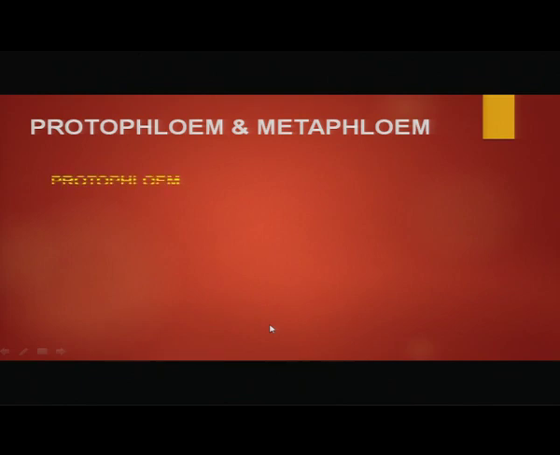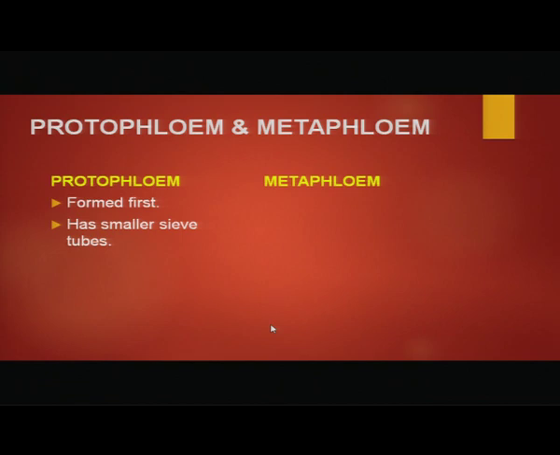Protophloem and metaphloem. Protophloem is the one which is formed first and thus it has smaller sieve tubes. Metaphloem on the other hand is formed later and thus has larger sieve tubes. It is just like that of xylem, protoxylem and metaxylem. So, proto formed first and will have smaller cavities, be it xylem or phloem. Meta formed later will have larger cavities, both in metaphloem and metaxylem also.